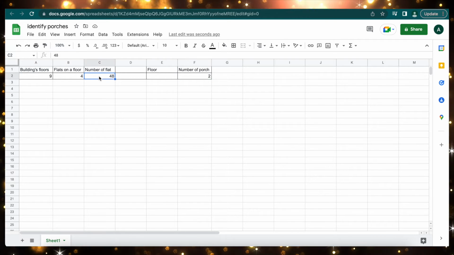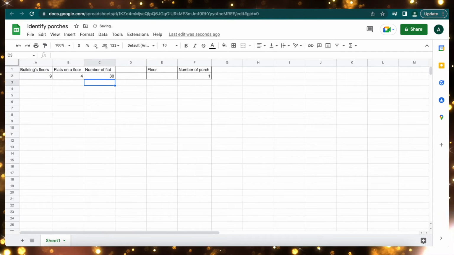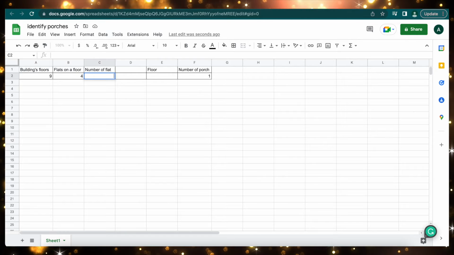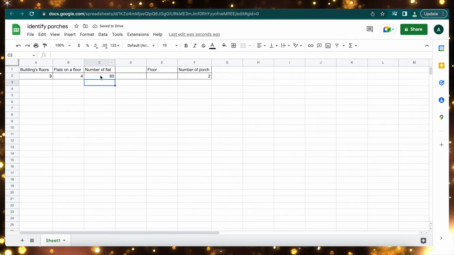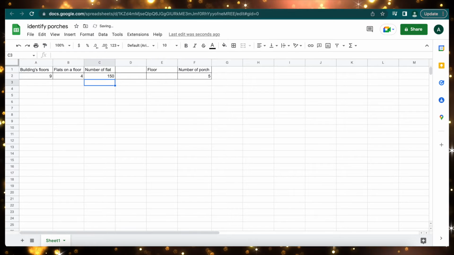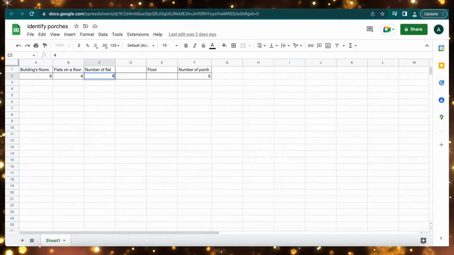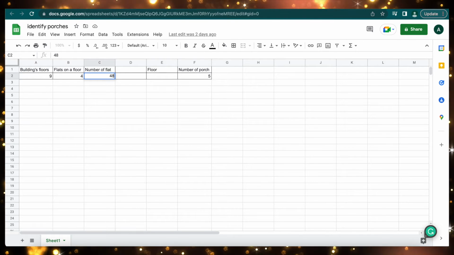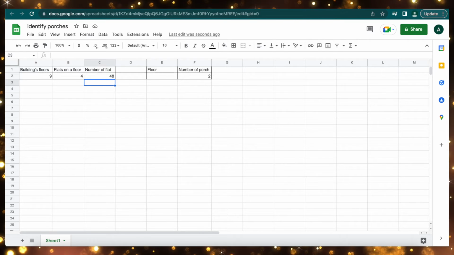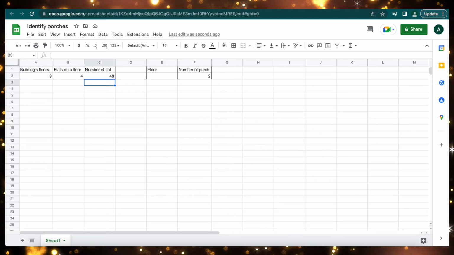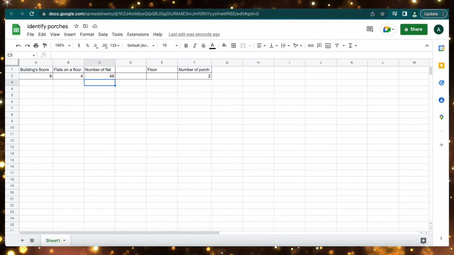Let's try to change our flat. For example, it's 30, it's the first porch. If it's 60, then it's in the second porch. 150, it's in the 5th porch. Okay, let's come back to flat 48. We know that this flat is located in the second porch. Now we have to calculate the floor of this flat.